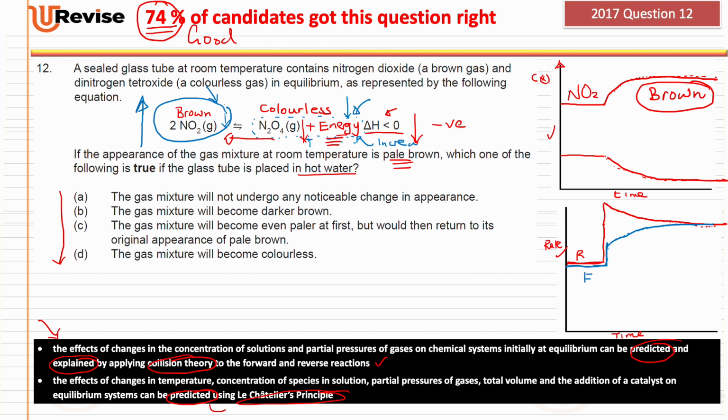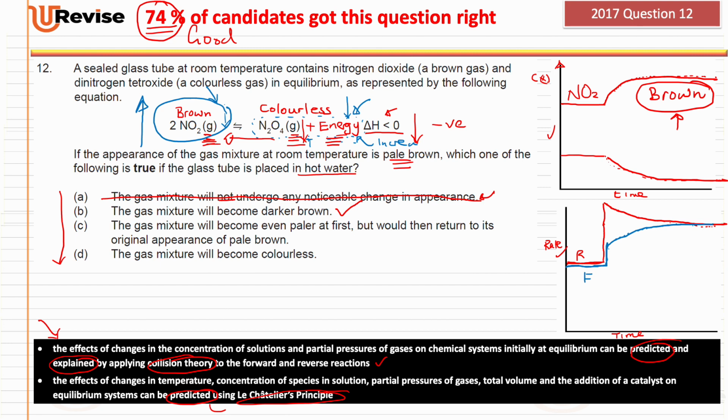Now that we know this, why do I keep on saying solution? The mixture gets darker brown because these are gases. Now, let's take a look at the answers here to see which one matches the explanations we've given. A: the gas mixture will not undergo a noticeable change. No, the gas mixture will undergo a noticeable change because the brown color will increase, so it will get darker brown. B: the gas mixture will become darker brown. This is the correct answer we are looking for.